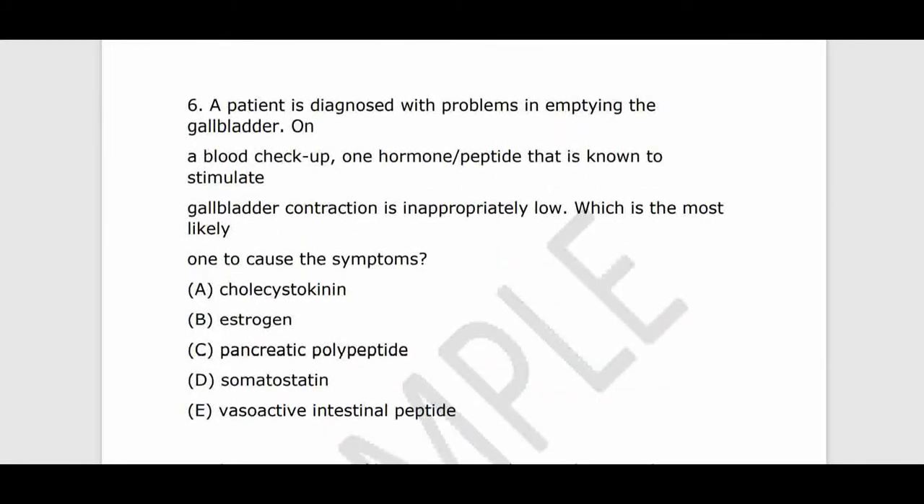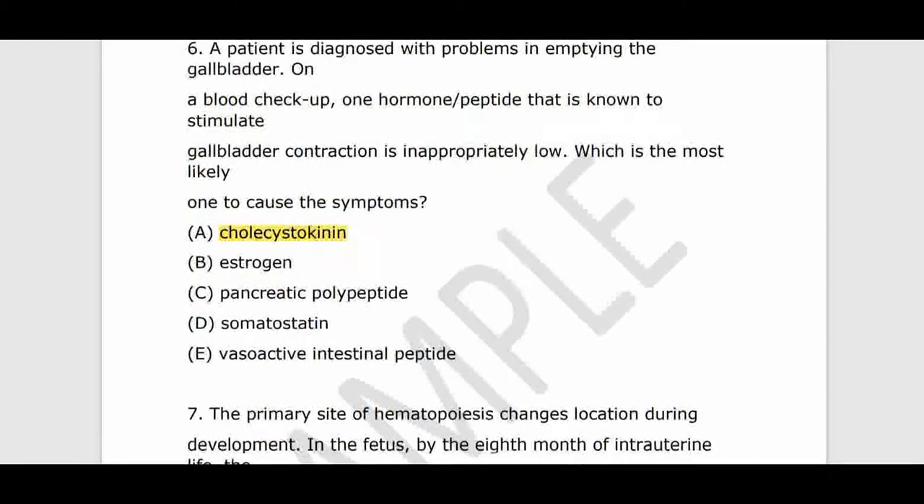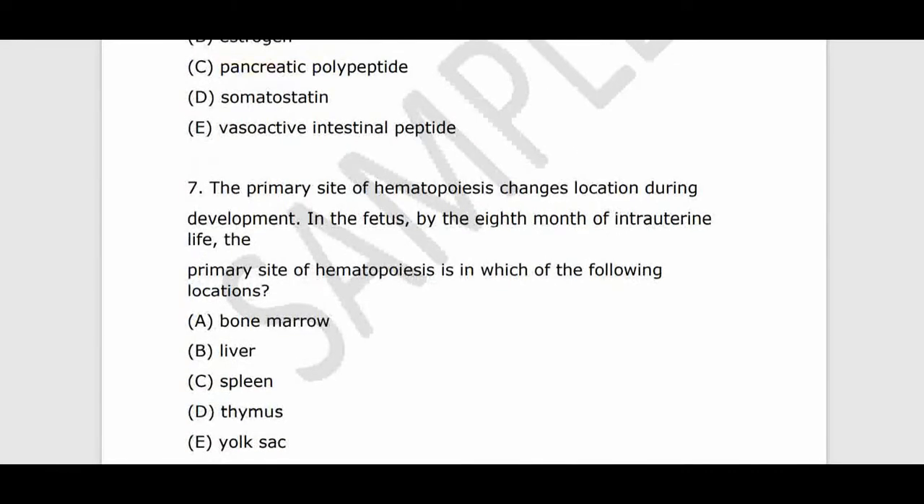Okay, so a patient is diagnosed with problems in emptying the gallbladder. On blood check-up, one hormone or peptide that is known to stimulate gallbladder contraction is inappropriately low. Which is the most likely one to cause that? They're asking what causes gallbladder contraction, and I think this is an easy question. I will not waste time on it. And of course, the first answer is the correct answer, cholecystokinin. Estrogen does not do that. Pancreatic polypeptide. Somatostatin inhibits almost everything. So yeah, that's the answer.